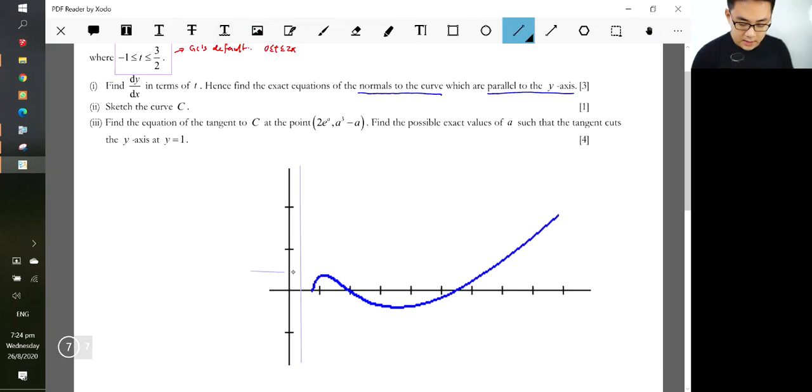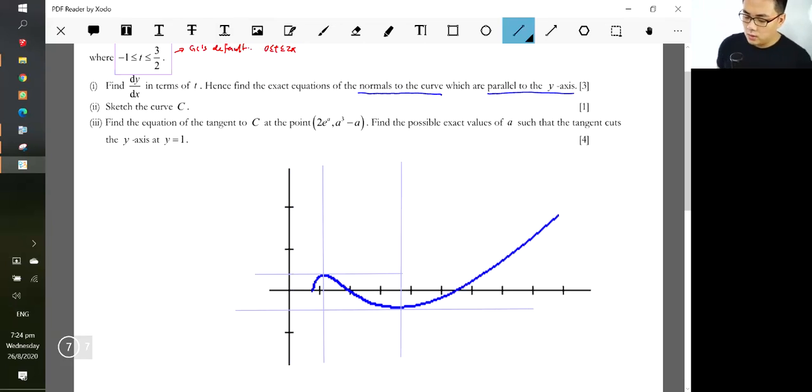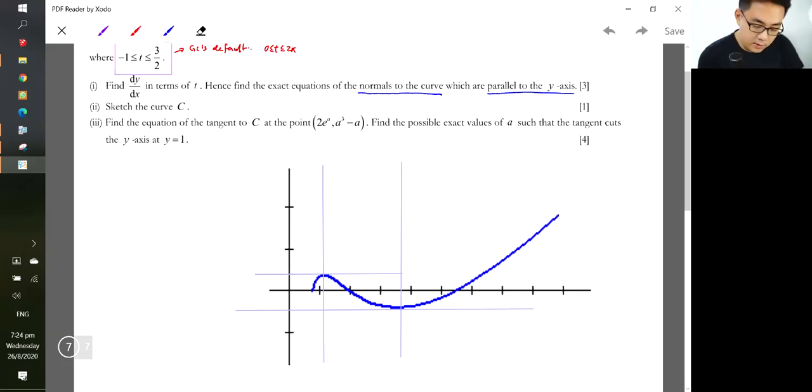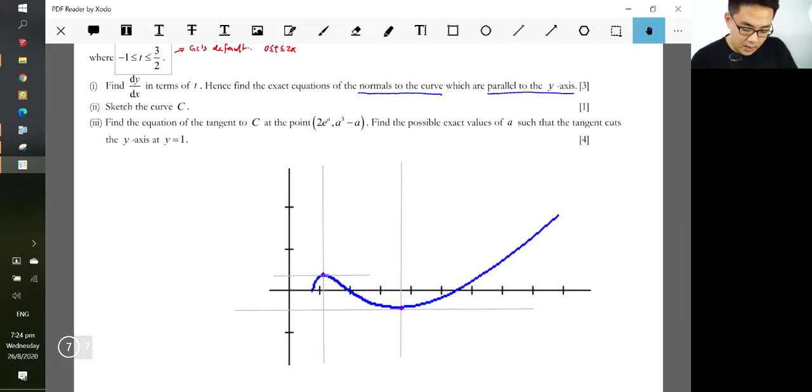So you know that tangents are here. If the normal is parallel to the y-axis, it means that the tangent will be parallel to the x-axis. It's very annoying, it's like working backwards. So how many solutions will you expect? 2. From the GC, you must be able to tell that you are looking for 2 solutions. This point here and this point here. You need to find the solution here and here.